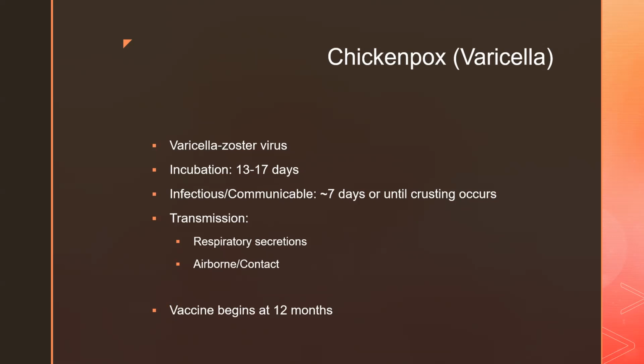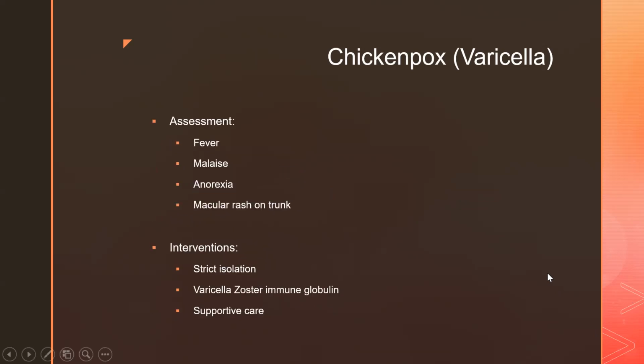Okay. Transmission: respiratory secretions, so airborne and contact precautions. And chickenpox is another vaccine that begins at 12 months of age. Assessment, not too much different from the other ones we talked about, guys. Fever, malaise, loss of appetite. The only other thing is that chickenpox tends to be a macular rash on the trunk. Very, very itchy rash on the trunk. So that's usually number one.